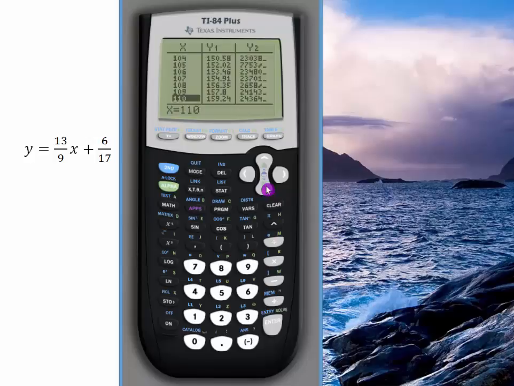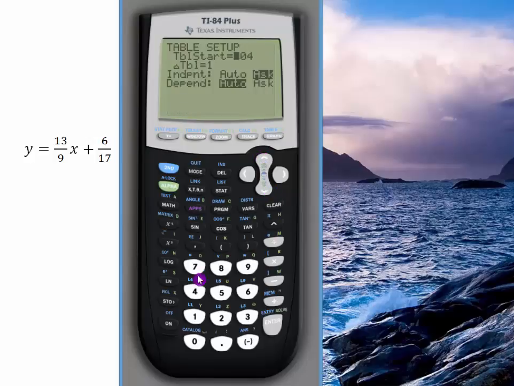Use whatever combination of table start and table delta you need to find the points you want. The default settings are table start 0, table delta 1, and independent auto. So if you lose track of what you're doing, reset and try again.